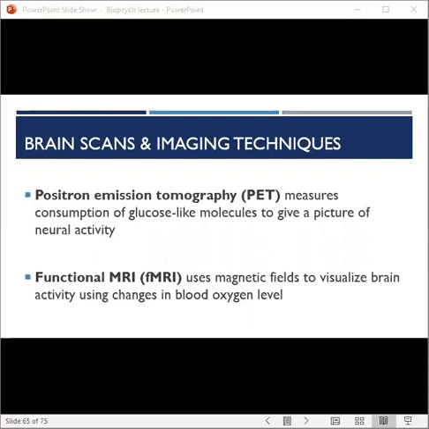fMRI techniques are usually used to measure brain activity in response to specific tasks. So next I want to show you a PET scan.